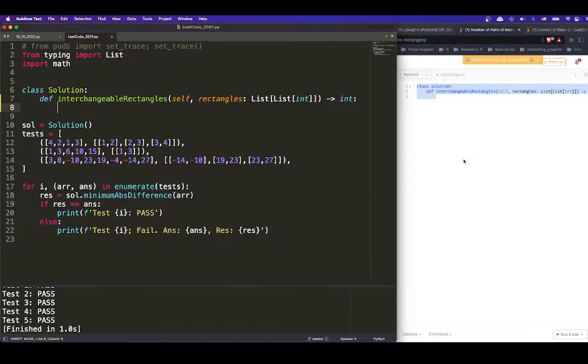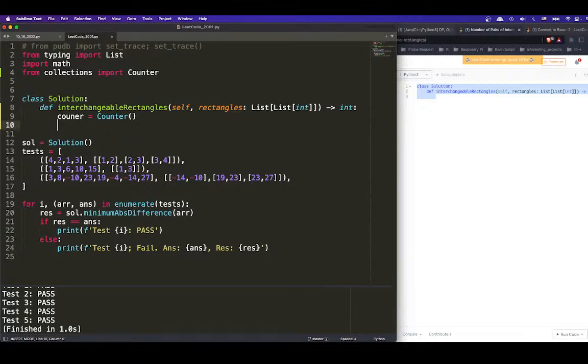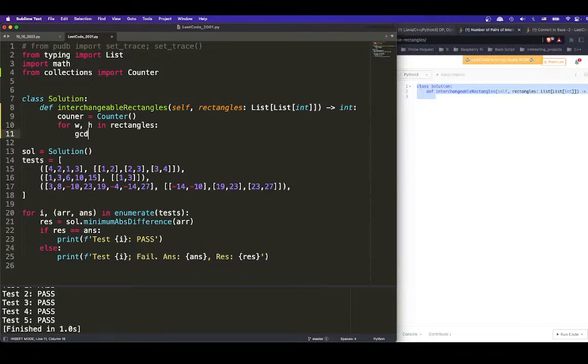Alright, so we just need a dictionary, which is actually, let's just go out for a counter. I love counter. We'll say counter equals Counter, right? And we can GCD this. We can say for width, height in rectangles, GCD equals math.gcd of width and height.